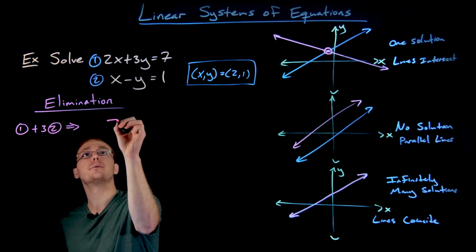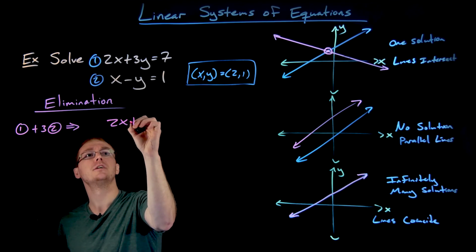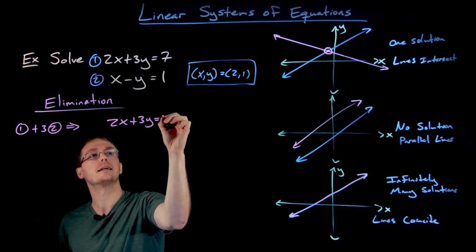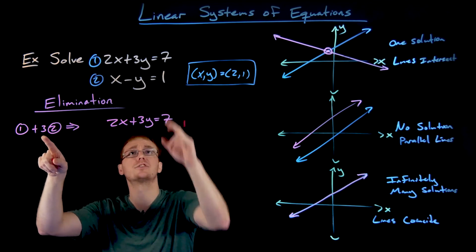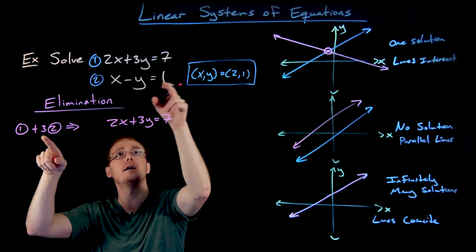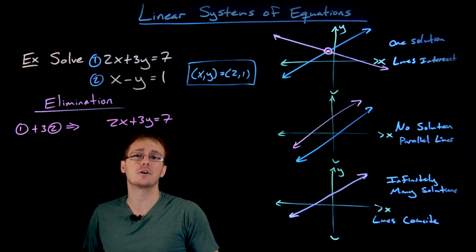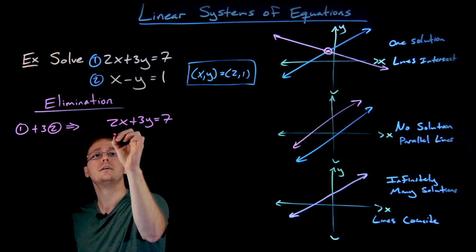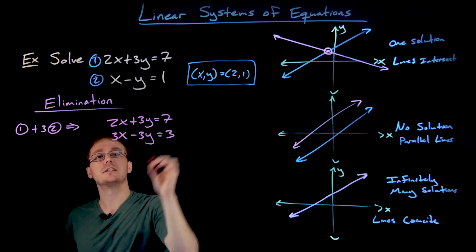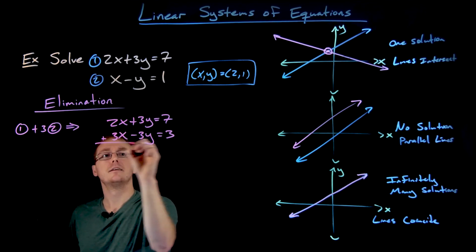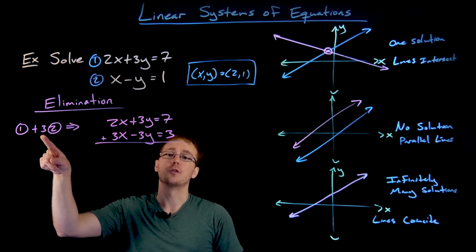That's what my notation over here is trying to describe. So I'll go ahead and rewrite equation 1 just as it is. 2x plus 3y is equal to 7. And then below that, I'll write 3 times our second equation. So I have to multiply both sides, or every term, in our second equation by 3. So we'll get 3x minus 3y is equal to 3 as our second equation multiplied by 3.